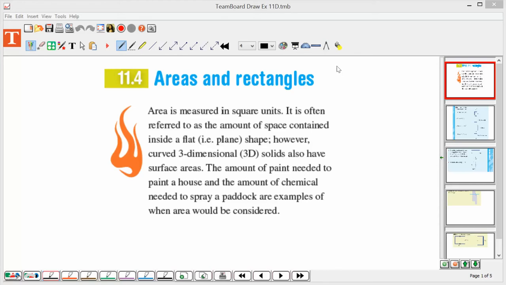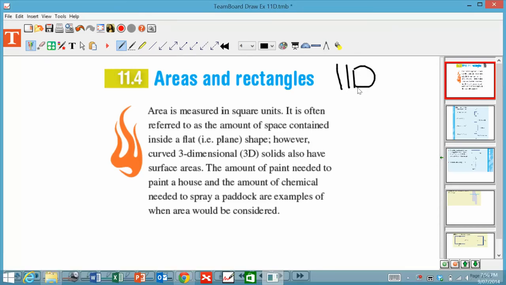Okay, this is exercise 11D. All right, area of rectangles, but also squares. Most of you know this stuff, so hopefully we'll get through this video really quickly as well. So area is measured in square units.